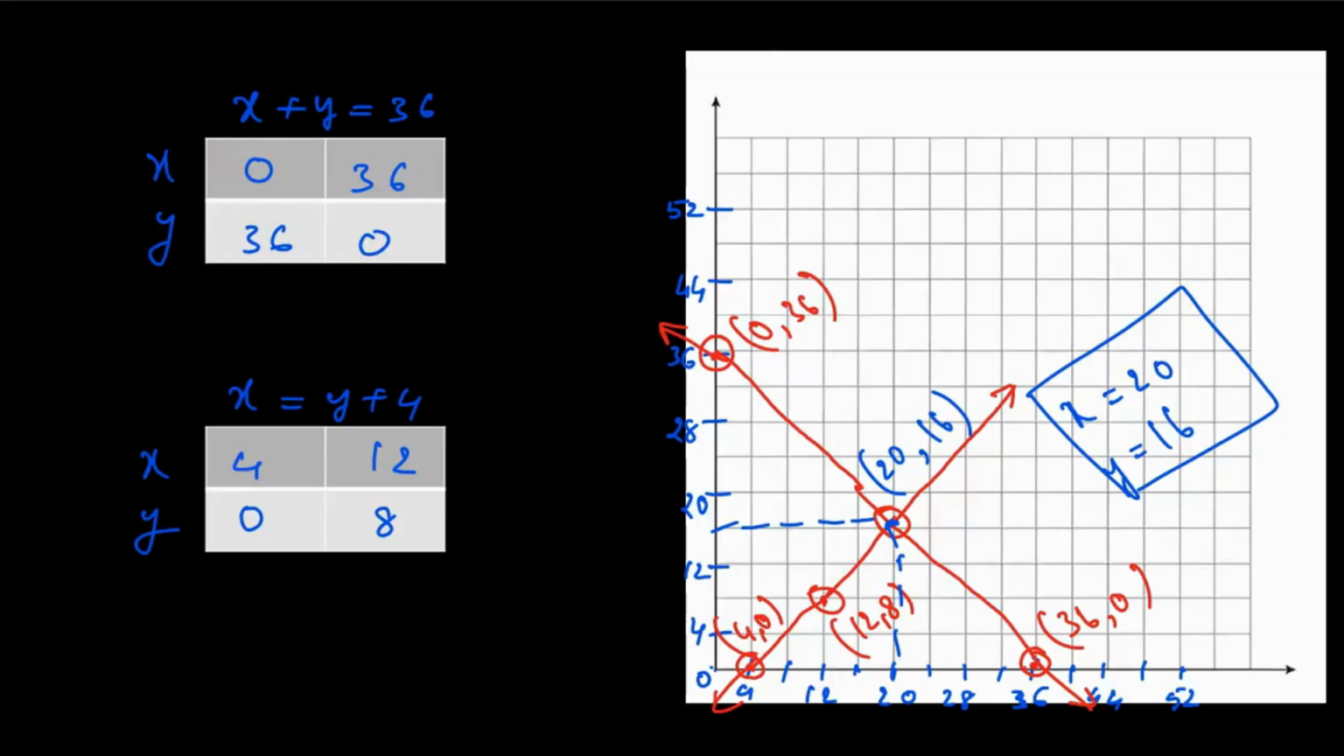In the previous problem, let's not forget to write down the dimensions, where x is equal to 20 meters. This is the length. Y is equal to 16 meters. This is the width. Next question.